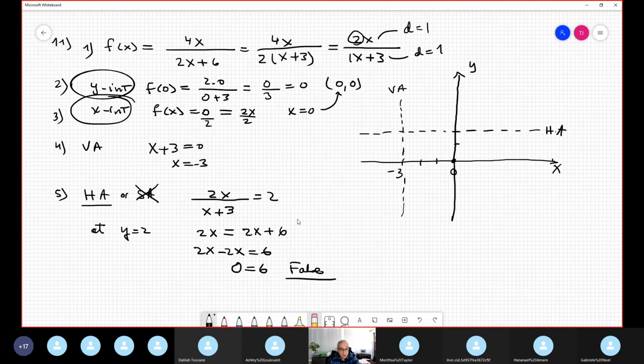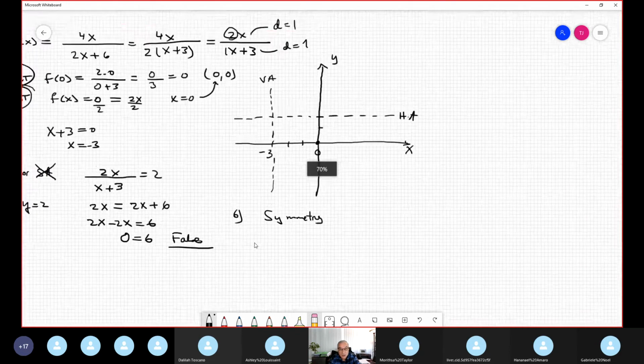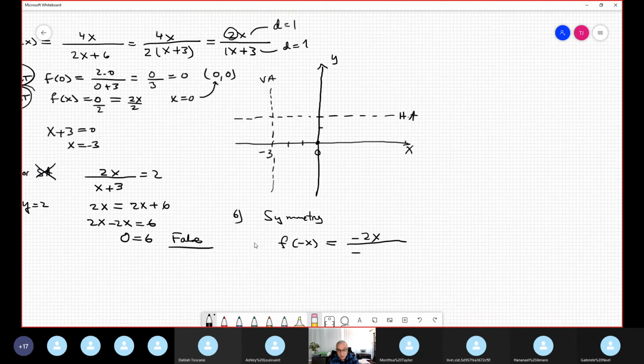Okay. Now number 6 is symmetry. Symmetry is making a reflection and verifying if it is even, odd, or neither. I suppose it's neither, because look, the reflection is minus 2x divided by minus x plus 3. When you compare this with the original, it's not the same, of course.